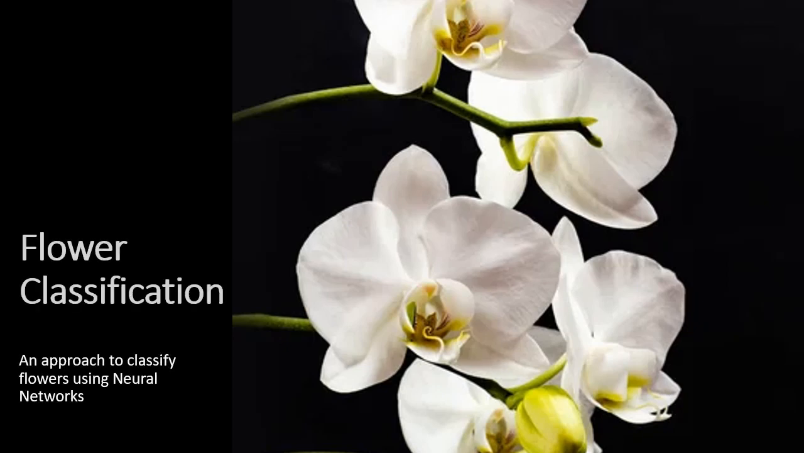So, the topic we have selected for our project is the classification of flowers from the Oxford 102 dataset. In our project, we have experimented on various ways to implement a neural network with the aim of classifying the flowers. Let us begin with the dataset that we used.